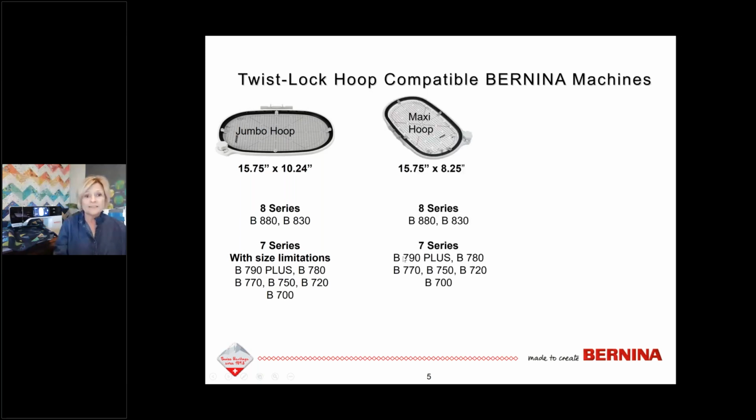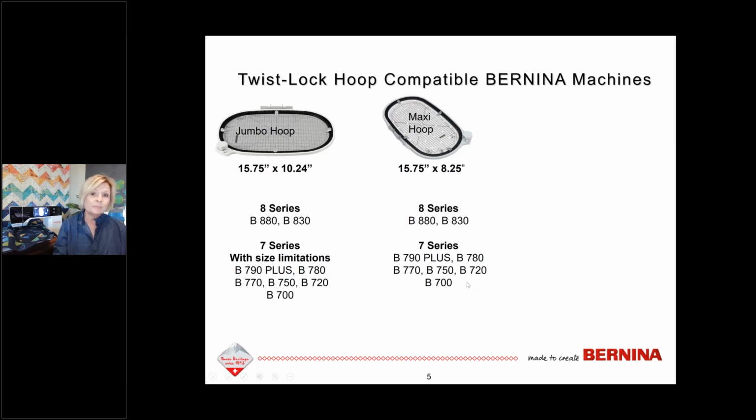Then we have the maxi hoop. And here again, this is the size of the stitch area. And this hoop will work, of course, on the 8 series machines as well as on all of the 7 series machines. And so this is designed for that 10-inch arm that we have, or the 10 inches from the needle to the inside of the machine. And so this works beautifully on these 7 series machines.